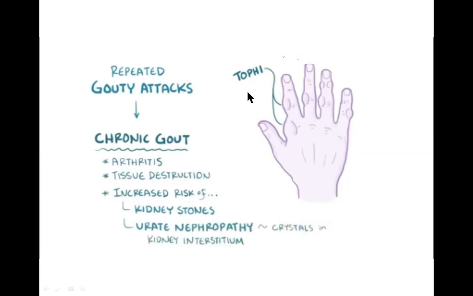Chronic gout, with repeated gouty attacks, later leads to an increased risk of kidney stones, and it also leads to urate nephropathy, where deposition of crystals will be increased in the kidney interstitium. So this is all about gout.